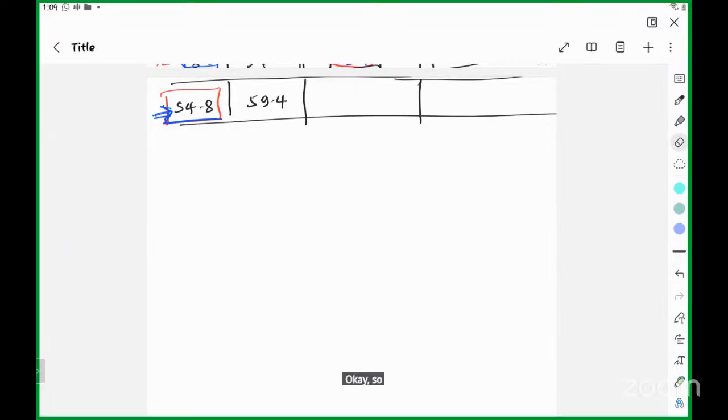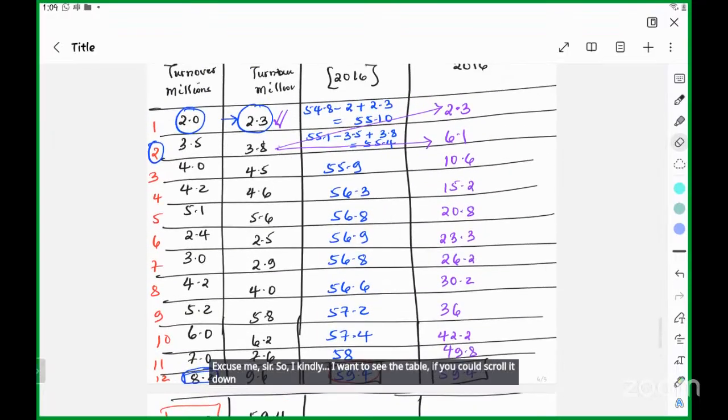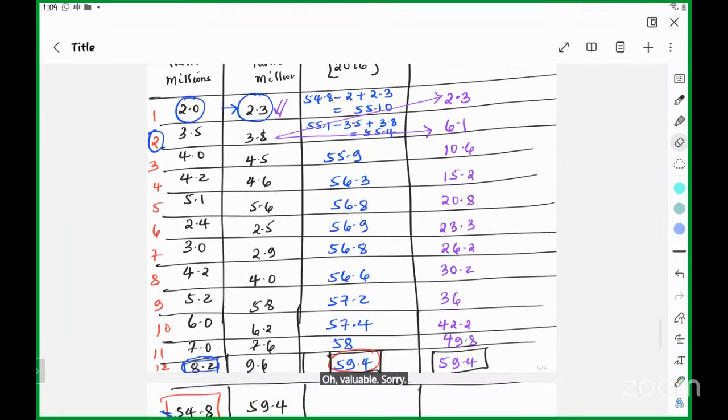Okay, so someone is saying 2 centimeters represent 5. So I kindly want to see the table. If you could scroll it down a bit. Yeah, there you go. Sorry. Okay, you are saying it's a nice thing. So what you do, you actually tag the figures there. You say 5, 10, 15. It will be small. To represent 5. Yeah. Thank you. So you should utilize at least more than half of your graph. Okay, good.